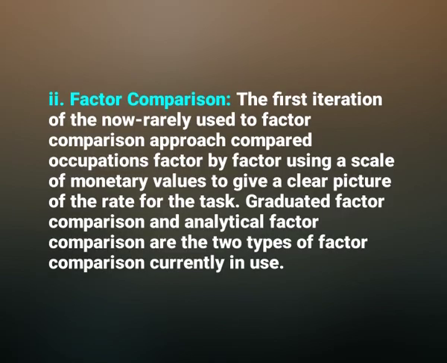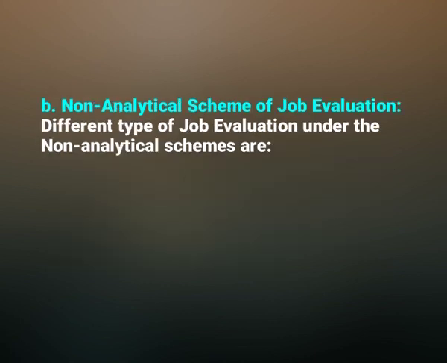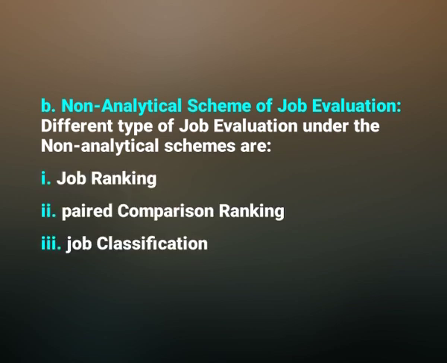Factor comparison. The first iteration of the now rarely used factor comparison approach compared occupations factor by factor using a scale of monetary values to give a clear picture of the right pay for the task. Graduated factor comparison and analytical factor comparison are the two types of factor comparison currently in use. Let us see non-analytical schemes of job evaluation. Different types of job evaluation under the non-analytical schemes are job ranking, paired comparison ranking, and job classification.